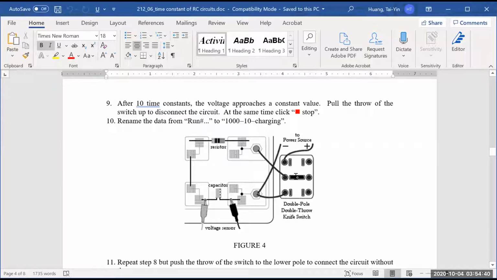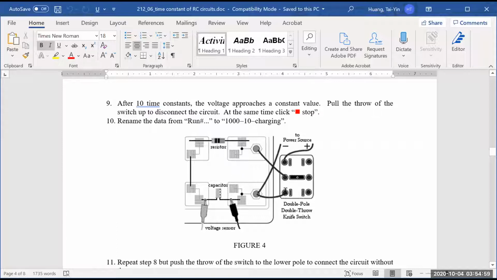And then you have what we call a double pole double throw switch. When you push up, it's going to do the charging, and when you switch down, it's going to undergo a discharging process. So you push up, you push down.